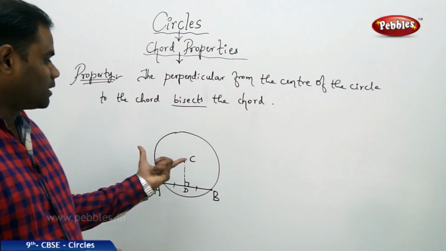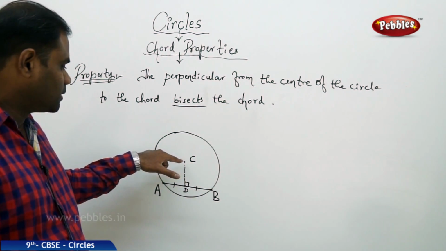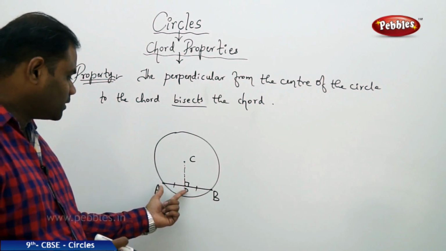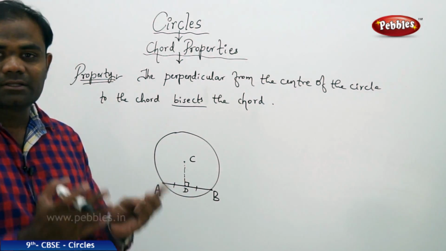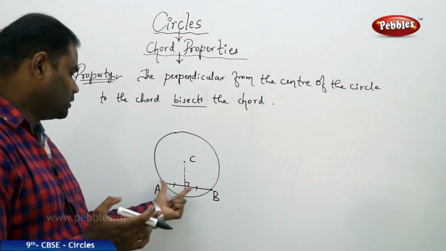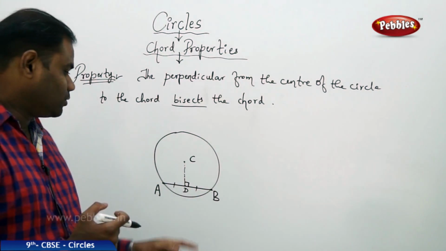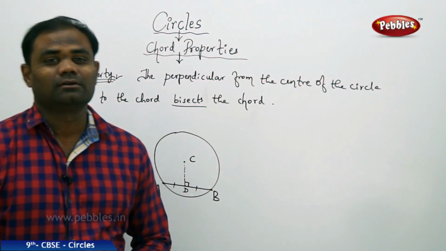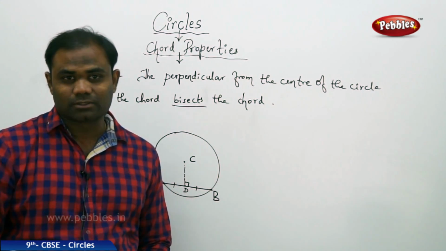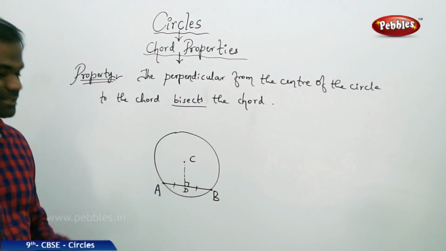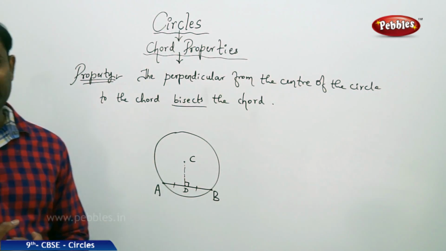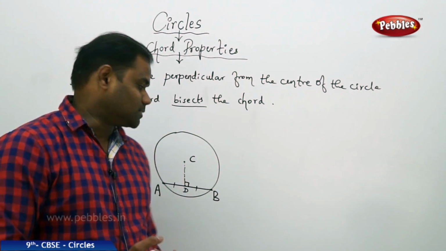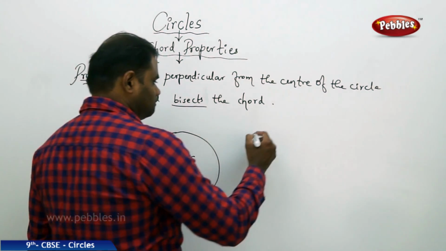So when I drop a perpendicular from the center of the circle to the chord AB, the foot of the perpendicular exactly lands at the middle point, at equal distances. So here we have the property which says the perpendicular when dropped from the center of the circle to the chord exactly lands in the middle, that is, it exactly bisects the chord AB, is how we understand.